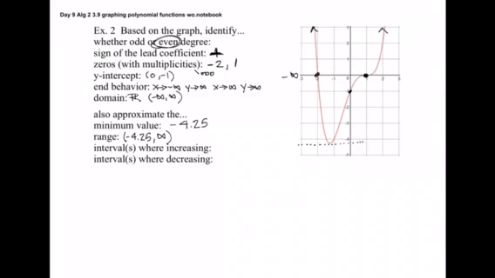Our graph is increasing from about -1.5, and it continues to increase to infinity. So -1.5 to infinity, and we can see reading from left to right that our graph decreases from negative infinity to, again, -1.5.